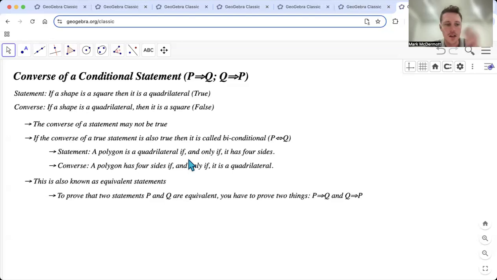Okay, logic is tricky, but it's a really cool way to think.